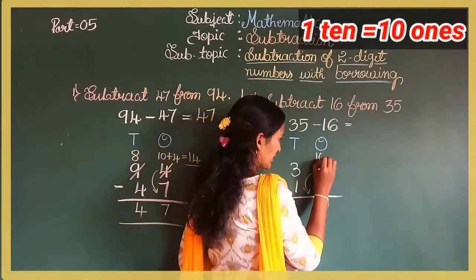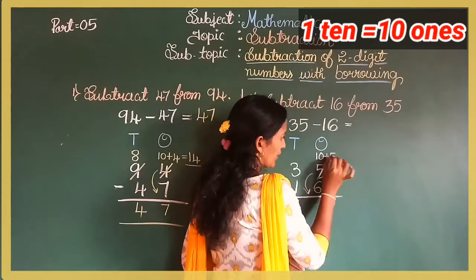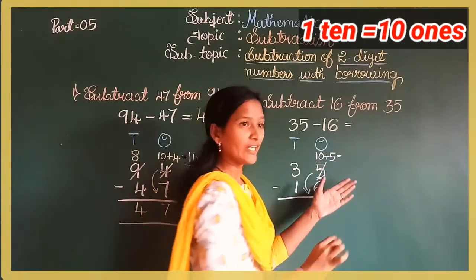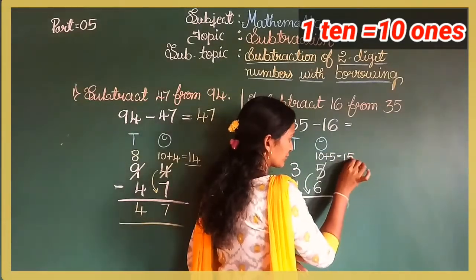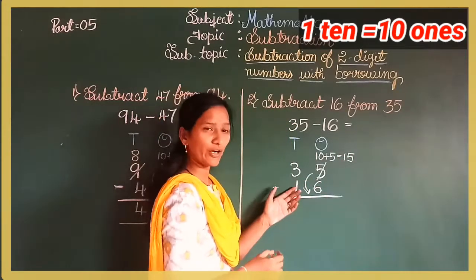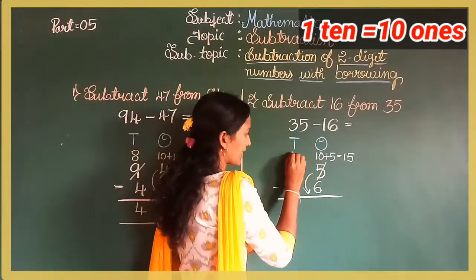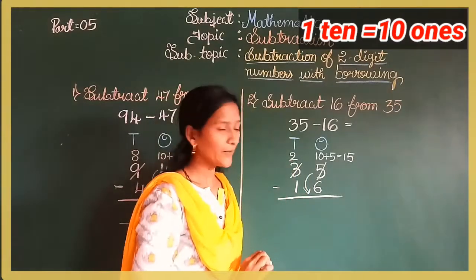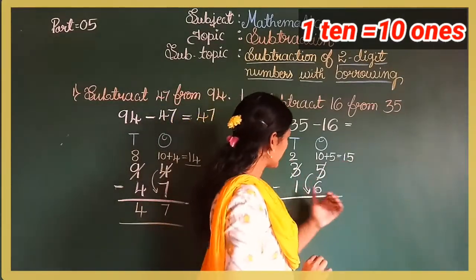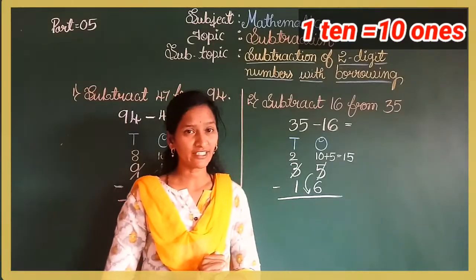So write here 10 plus this 5. What is 10 plus 5? 10 plus 5 is 15. So after giving the borrow, this 3 tens becomes 2 tens. Okay. It's now 15 minus 6. What is 15 minus 6?